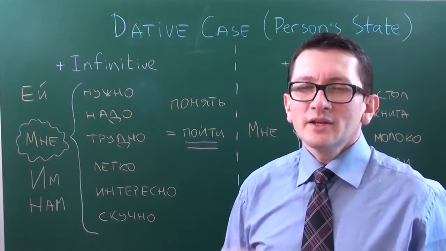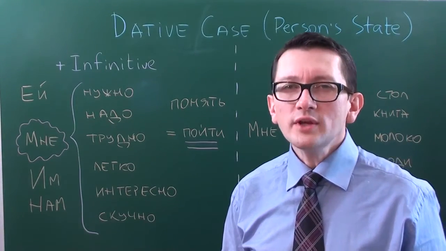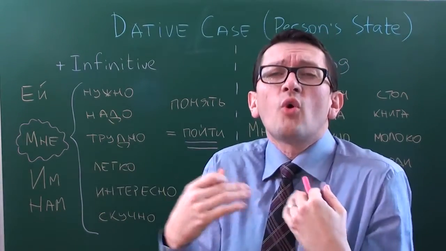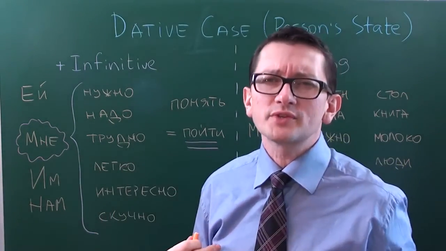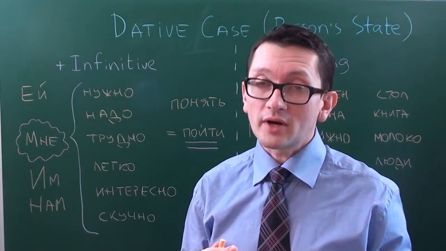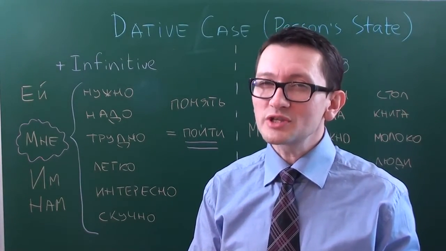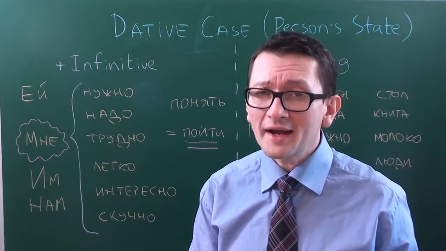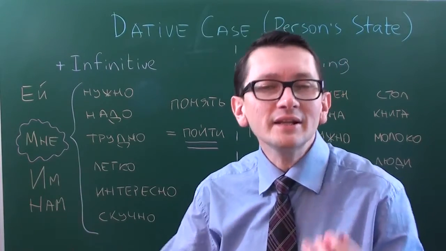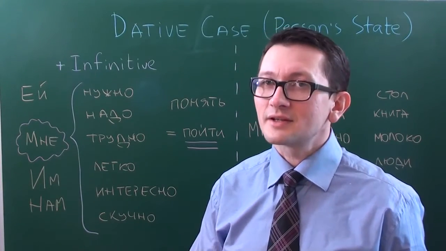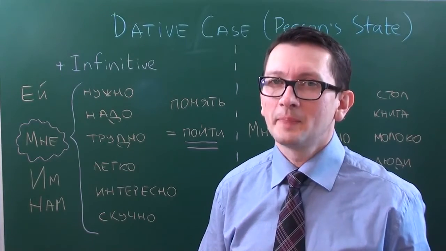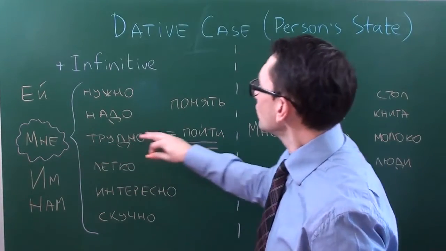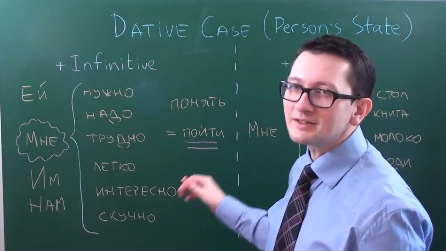Okay? So this is about how we use dative case when we refer to the state or the experience, the conditions of a person with the infinitive. Okay? And I think it is pretty useful, and I believe you see that this function is quite important in our daily communication with people. And just one more thing to add. As you can see, we are speaking here in present. Yes? Мне нужно, мне трудно, мне легко, мне интересно.